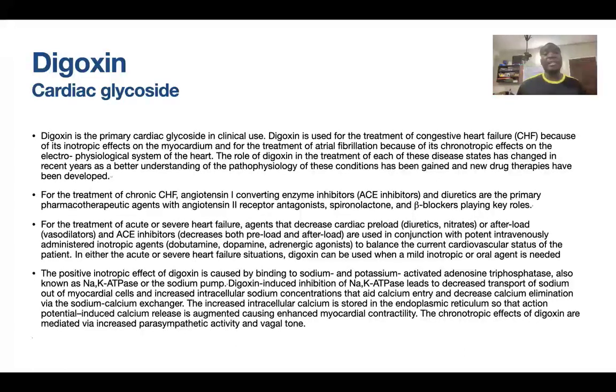Like I said, digoxin has become better understood, and so the way it's being used has changed. For example, in the treatment of chronic congestive heart failure, ACE inhibitors and diuretics are now the primary pharmacotherapeutic agents, with ARBs as well. So you have spironolactone and beta blockers playing key roles.